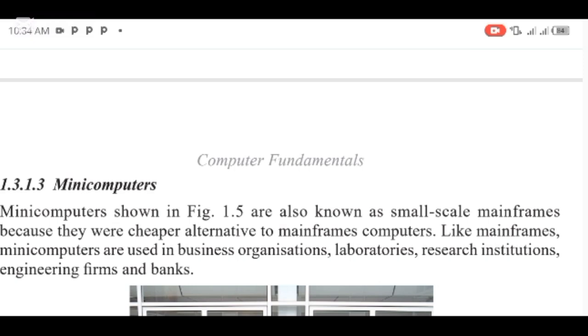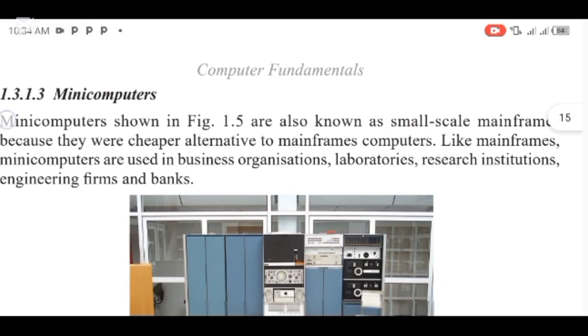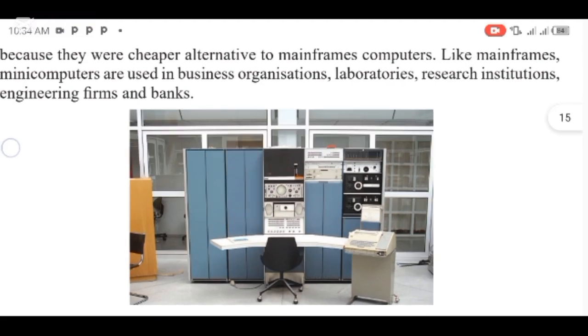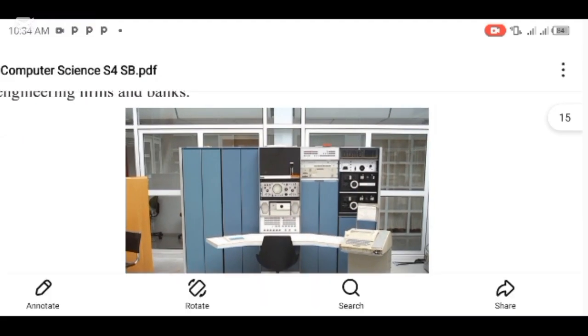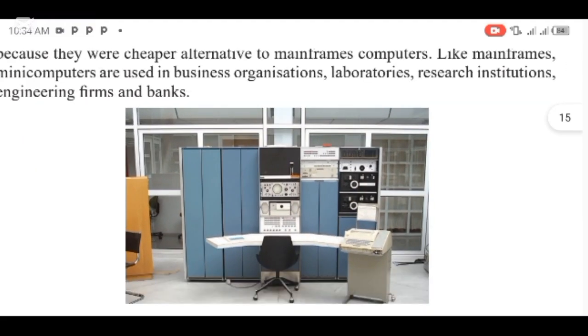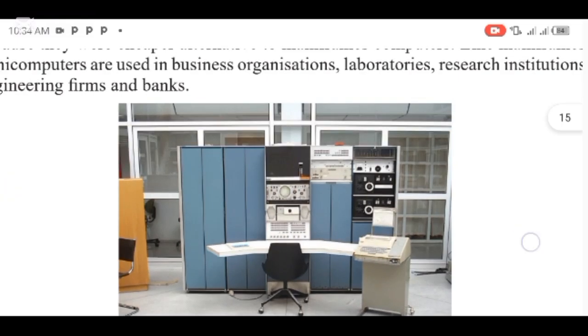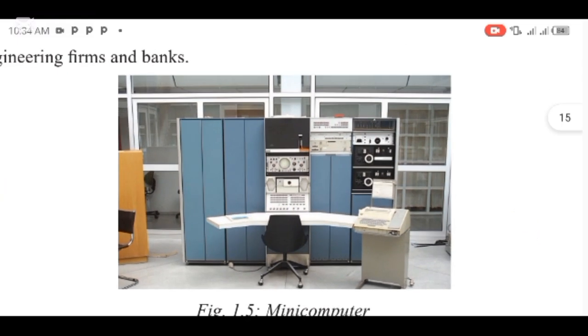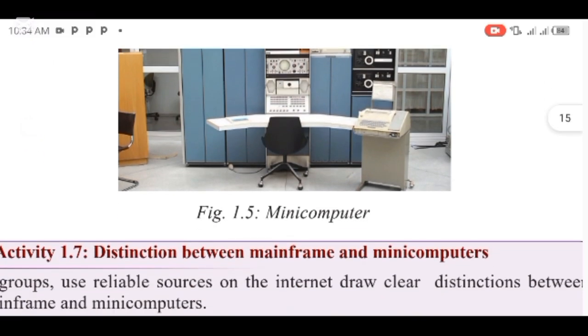Let us explore its shape. This is the figure showing the minicomputer. You see, this is a minicomputer. Let us move on to the next.